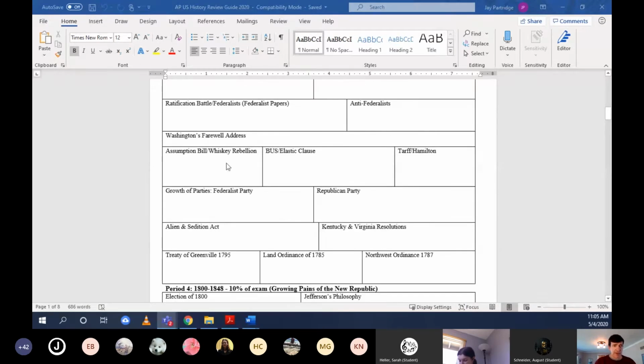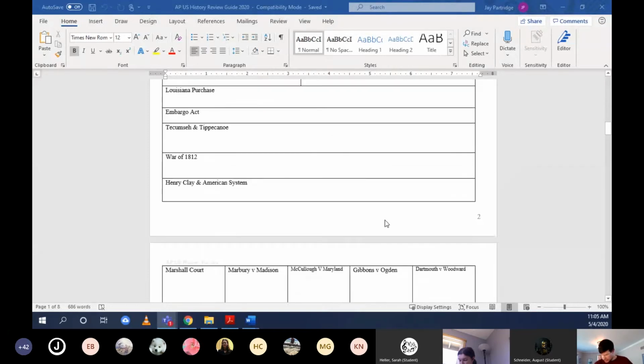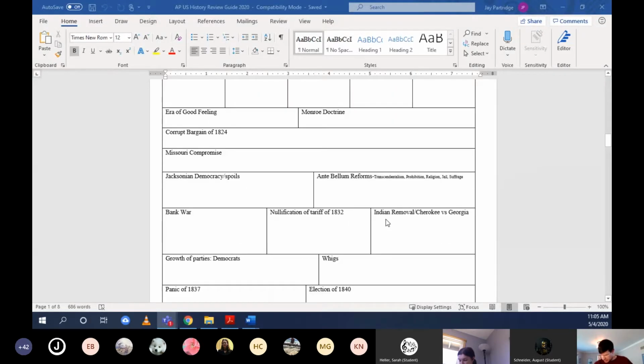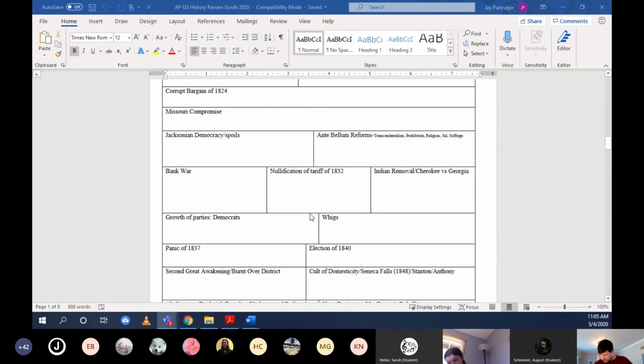Good? All right, let's get to another one. Want to do the Panic of 1837? I want to too. So where are we at here? Okay, so bottom of page, is that page 3?